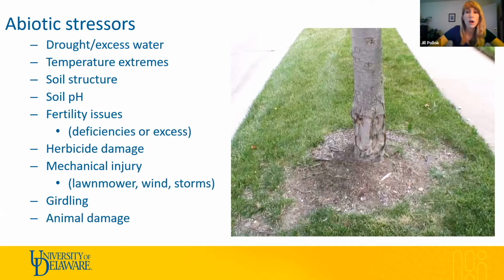Girdling: if you plant a tree and you leave the wires on, that can girdle a tree, or if you don't successfully separate the roots and the root ball, the roots can actually girdle the bottom of the tree. And animal damage: moles and voles can cause significant damage to plant roots. All of these can be a problem on their own, but generally when I see diseased plants, it's because they've been predisposed, they're already stressed due to one or more of these factors. So abiotic issues often go hand in hand with not only disease issues, but insect issues as well.